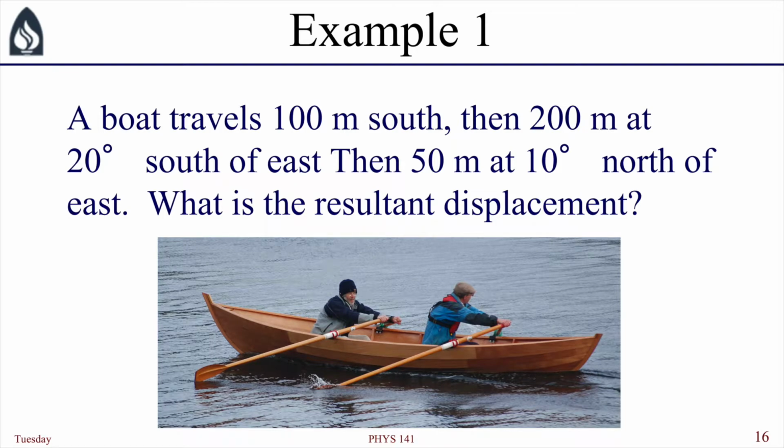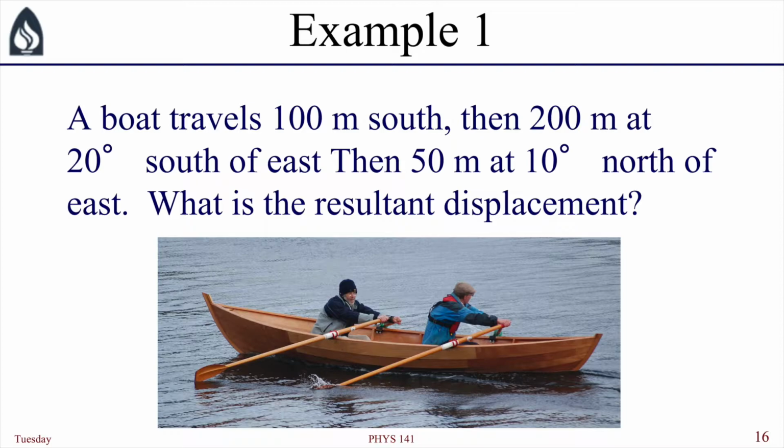So in this example, let's say we have a boat that travels 100 meters due south, then it turns and travels 200 meters in a direction that is 20 degrees south of east, and then it travels for 50 meters in a direction that is 10 degrees north of east. What is the resultant displacement of the boat? That is, how far is it from its starting point in a straight line?